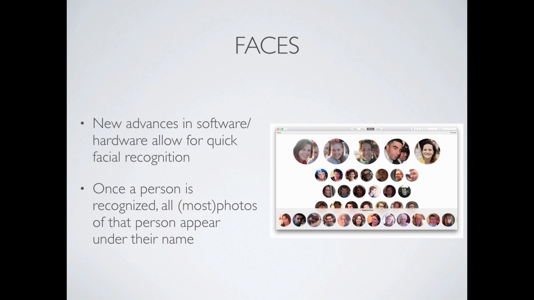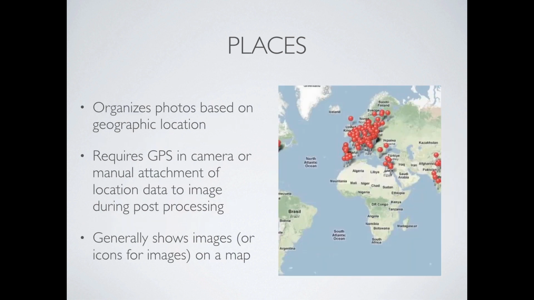Interestingly enough, it doesn't work particularly well with young kids because they grow so much and change so much. So it's hard to keep those things separate. But once you have kind of an established facial structure, it's pretty easy for computers to keep track of who you are. Places. These are photos based on geographic location. All the photos that I shot at DVC campus, they're going to show up on a map. There's all the photos that I shot at DVC.